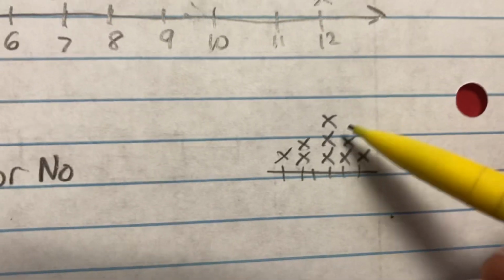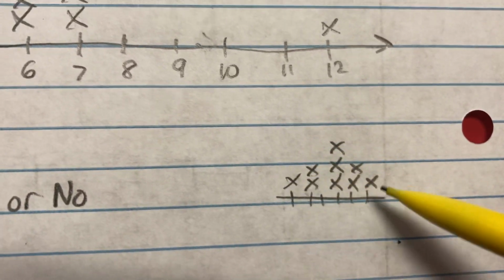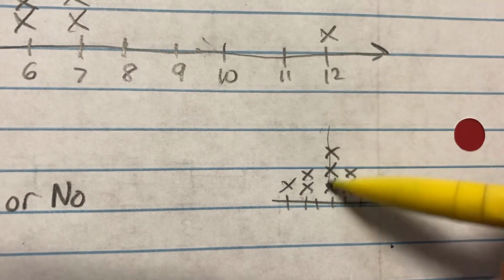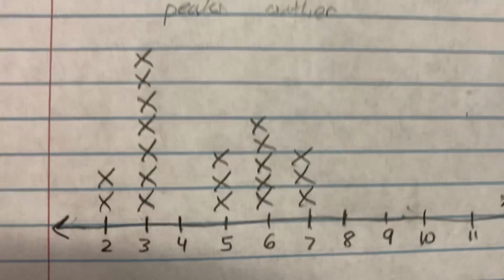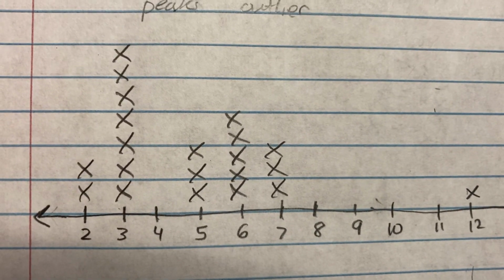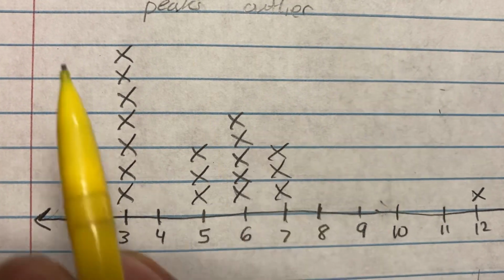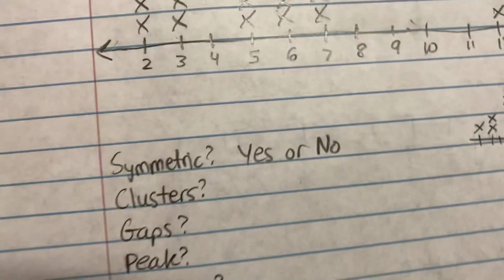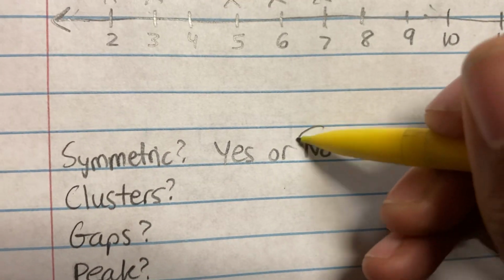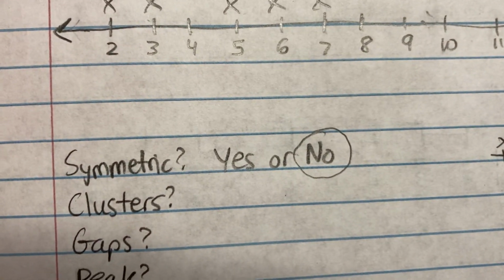For example, this graph here is symmetric. You can see both sides are the same. But is this graph symmetric? No. The left side looks very different from the right side. So no, it is not symmetric. Symmetric means it looks the same on both sides.